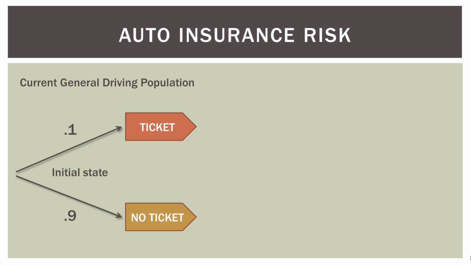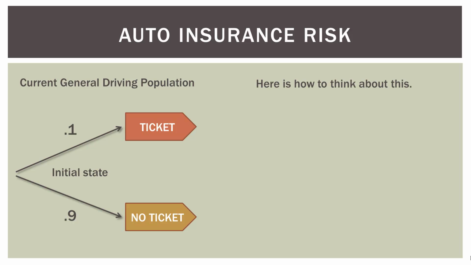So here is our general driving population just out on the roads right now. There's a 10% chance a driver has had a ticket in the past year, so 0.1. There's a 90% chance they have not, that's 0.9. So ticket and no ticket. We call that the initial state.